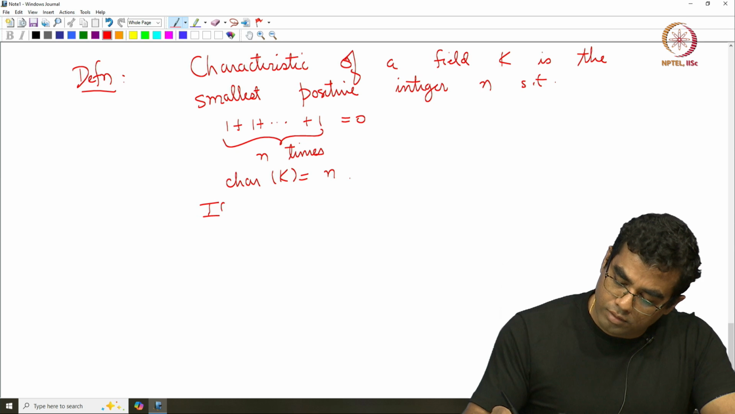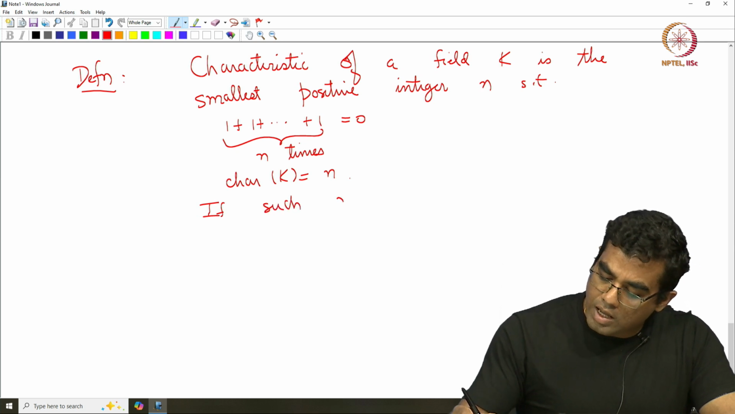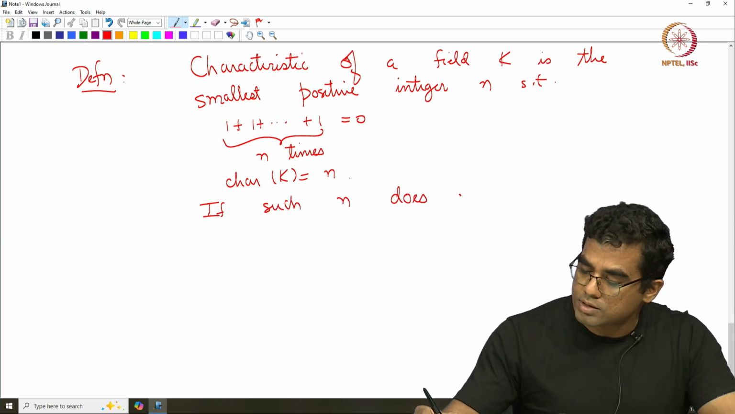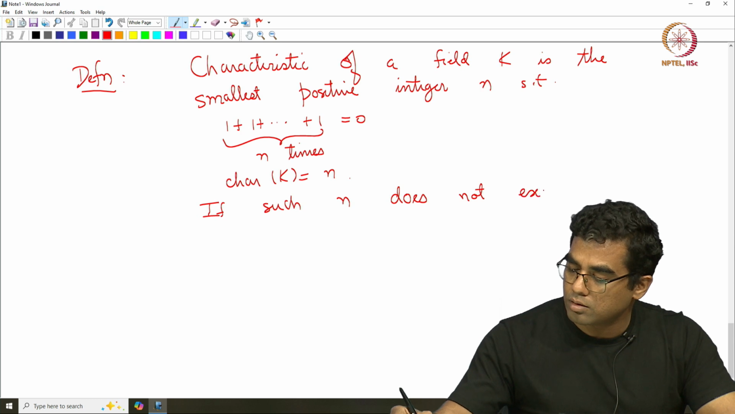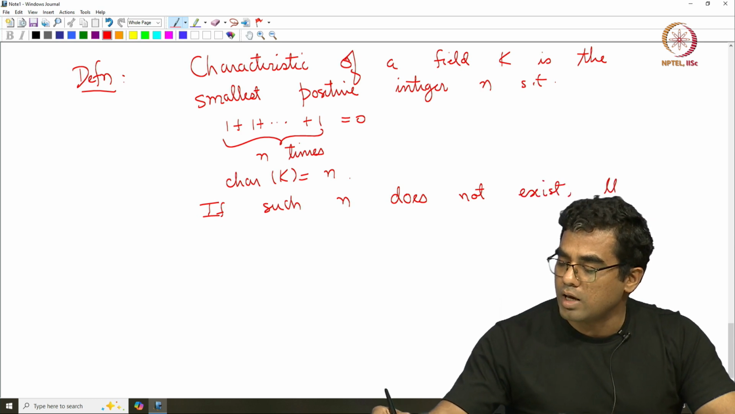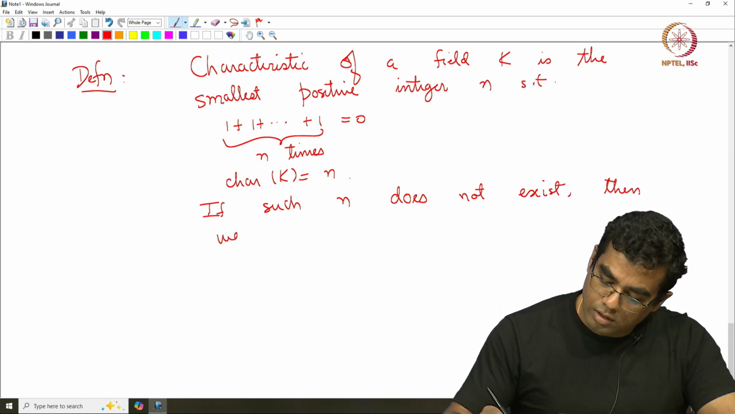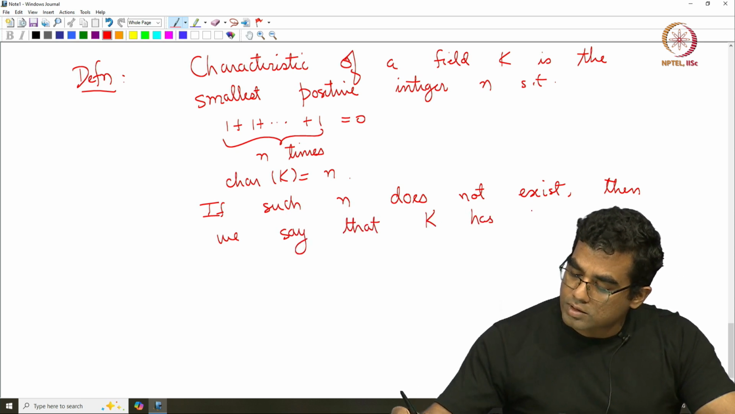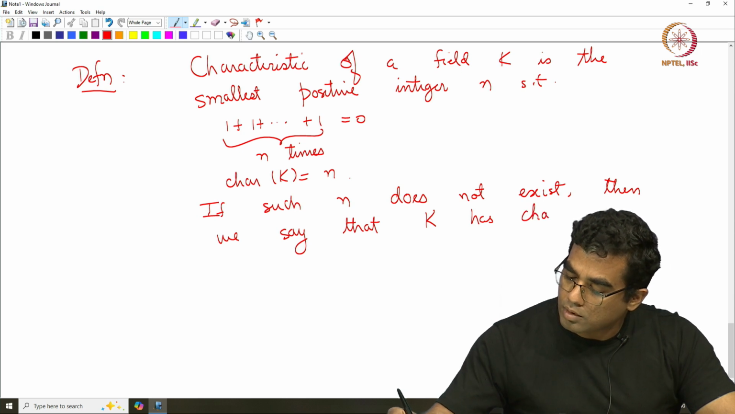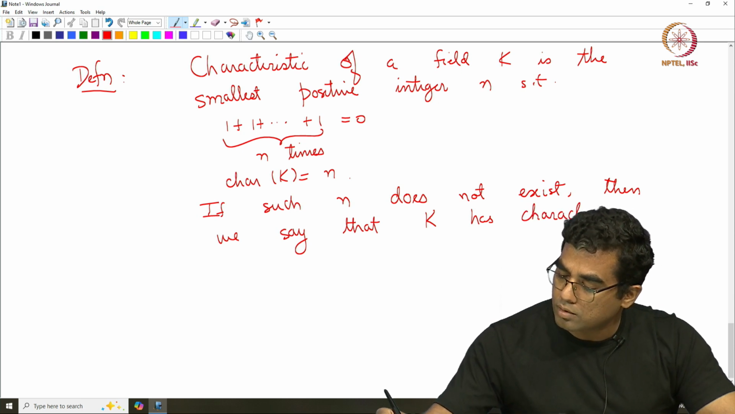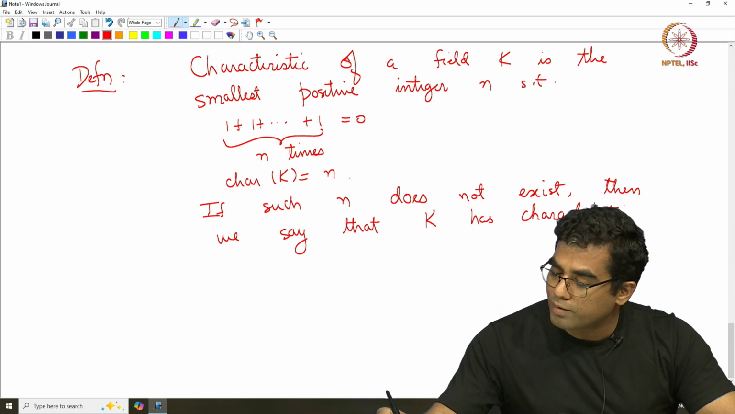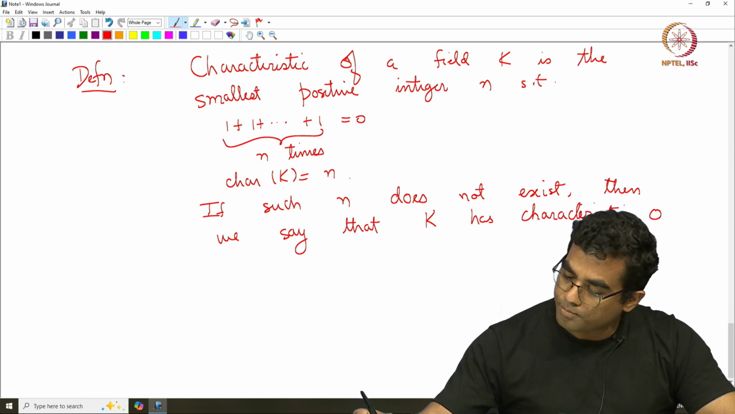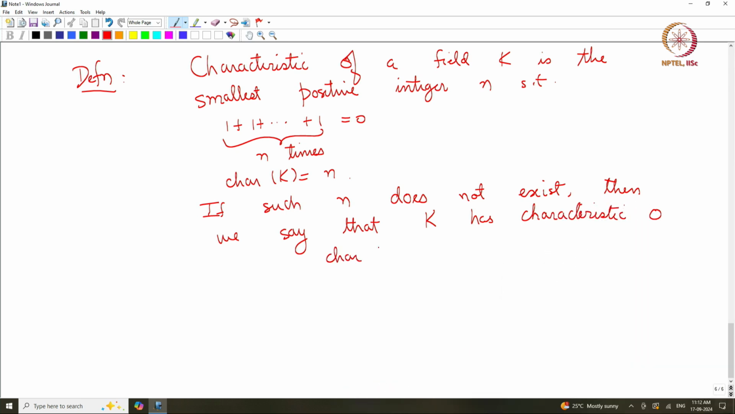So, if such n does not exist, then we say that K has characteristic 0. This may seem counterintuitive. You may want to define it to be infinity, but the convention is that this is said to be characteristic 0.